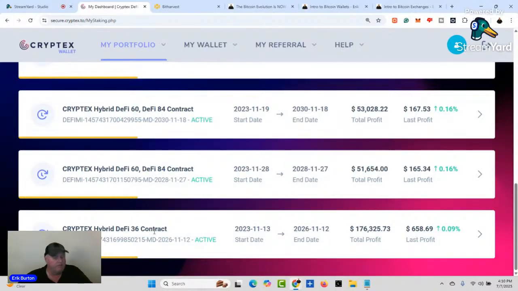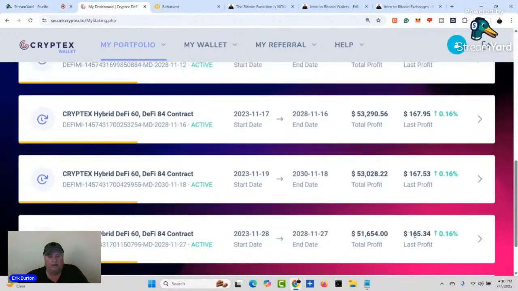I purchased 15 contracts for the price of 10 on November 13th of 2023. So these contracts are going to become due and eligible for withdrawal November 12th, 2026. So it's a 3-year term. And I'm averaging about $600 to $700 a day.